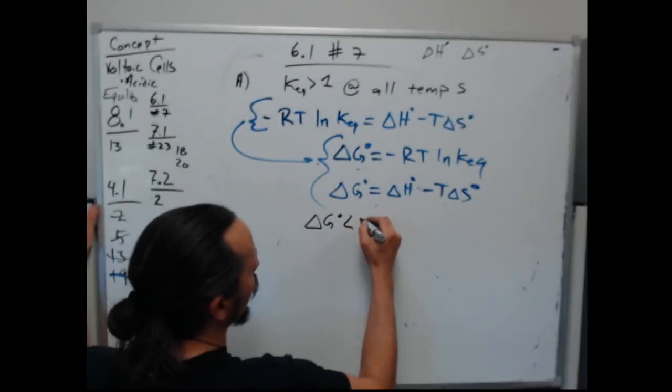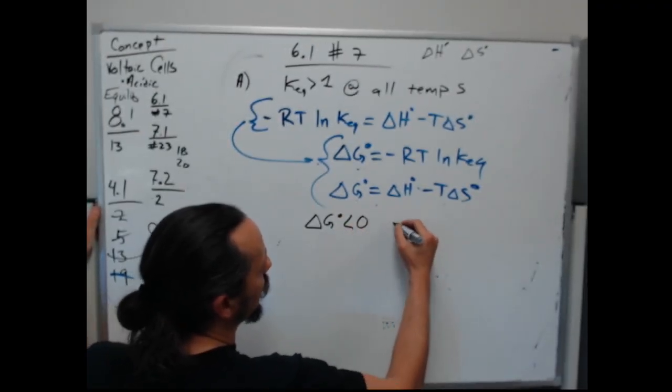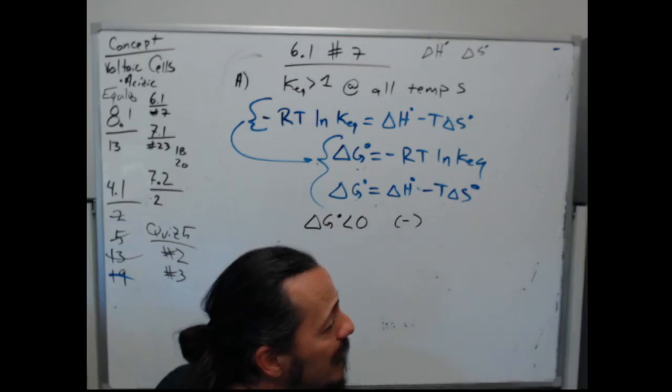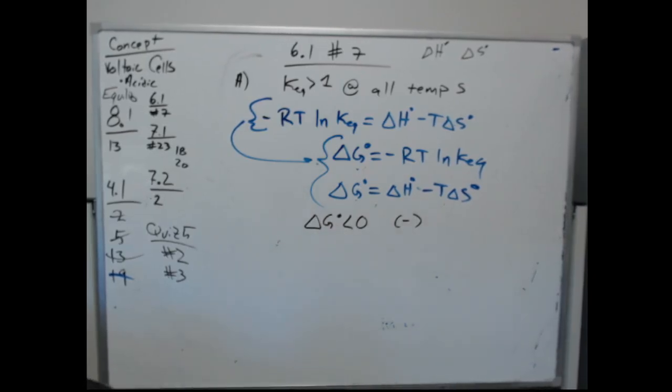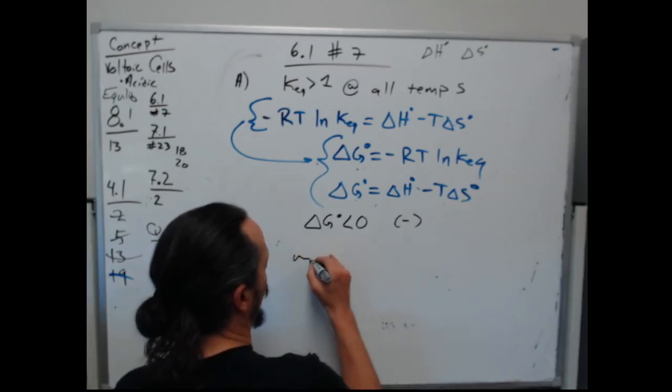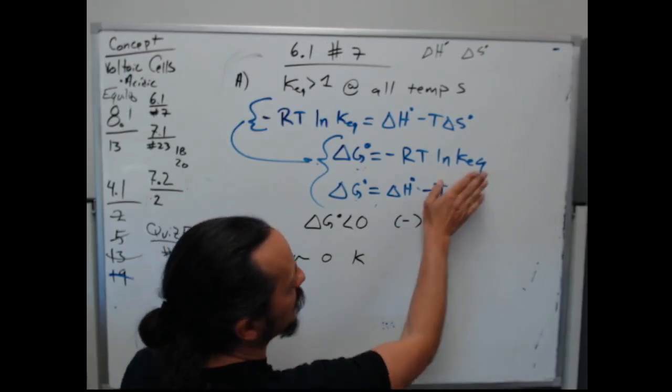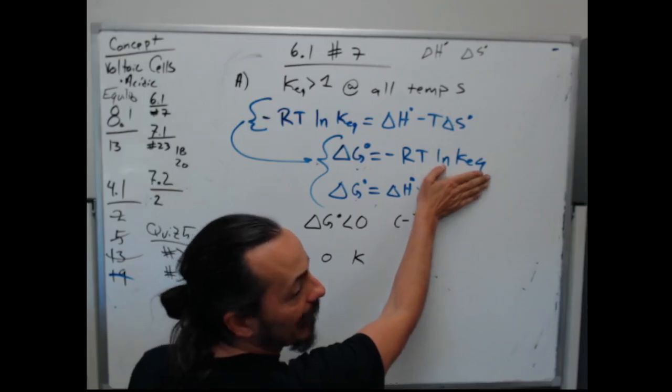From the fact that KEQ is greater than 1, I can tell delta G standard is going to be less than 0, that's to say it's going to be negative. Now, it's going to be negative at all temperatures. So I consider 2 extremes: an ultra low temperature, like 0 Kelvin, and an ultra high temperature, like 1 billion Kelvin. At an ultra low temperature like 0 Kelvin, this term goes away, and I just have delta G equals delta H.